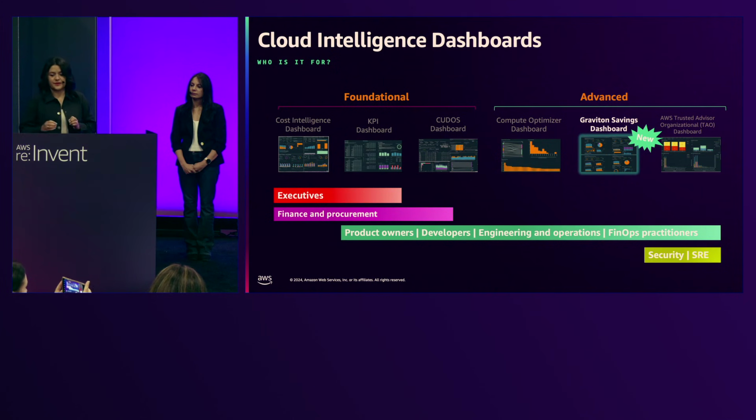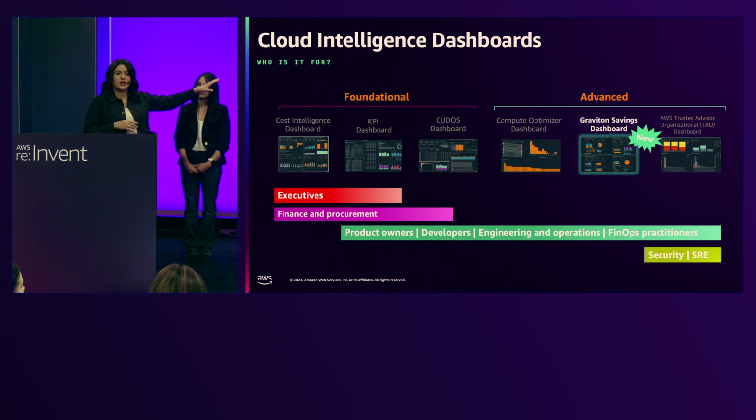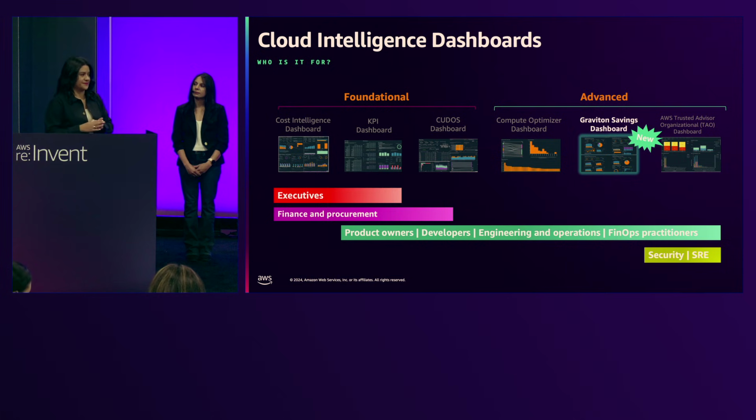Before we dive even deeper, who here has heard of the Cloud Intelligence Dashboards? Awesome. And who leverages the KPI Dashboard? That's wonderful to hear and see. For those who have, you're ahead of the game. And for those who have not, no worries. You're in for a treat today. The Cloud Intelligence Dashboard is made of two different categories. You have the foundational, which is primarily giving you your cost and usage insights. And then you have the advanced, which is where the Graviton Savings Dashboard resides. It's primarily catered for product owners, developers, engineers, and FinOps practitioners. Now I'd like to hand this over to my colleague, Rajani, who will take us over the architecture.